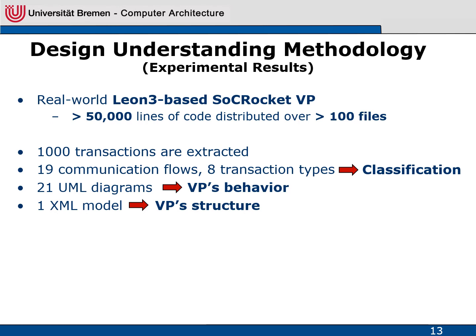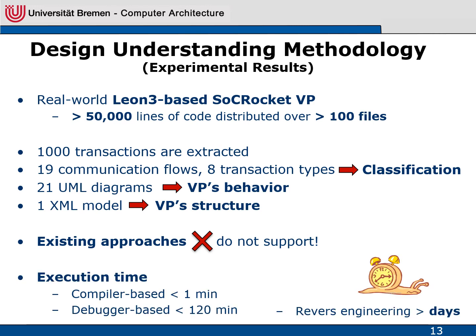To show the VP's unique behavior, our tool generates 21 UML diagrams and 1 XML model to show the VP's structure. However, none of the existing approaches can provide designers with the same analysis and results. While the execution time of our analysis lies in the order of minutes, to obtain similar results using the reverse engineering method for such a complex VP may take days.